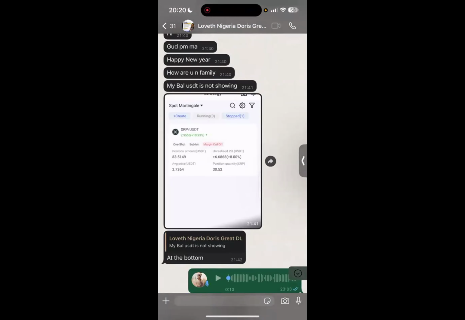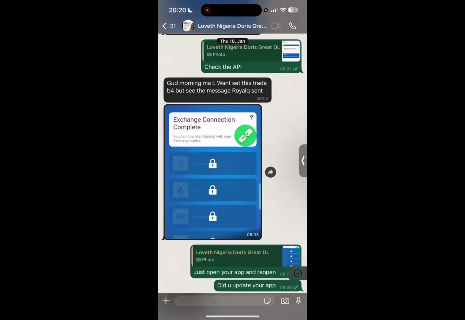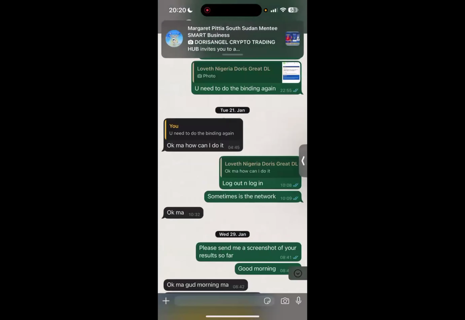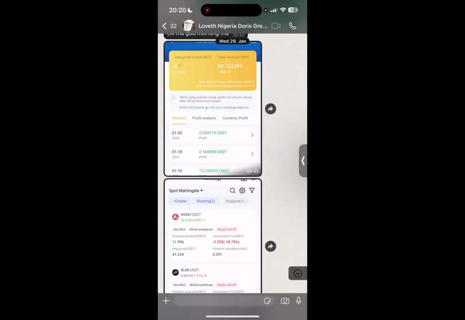Now see how much is there? 83. Why? She started with 50 because profit has been rolled over. Profit goes back into the USDT. Now 60. Where did we start from? Now we are at where?